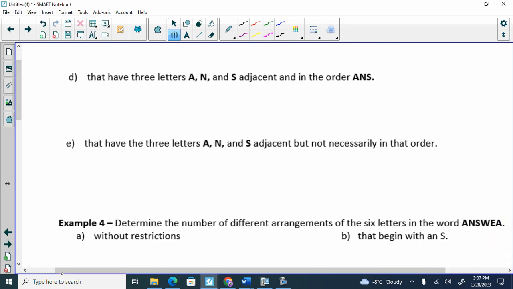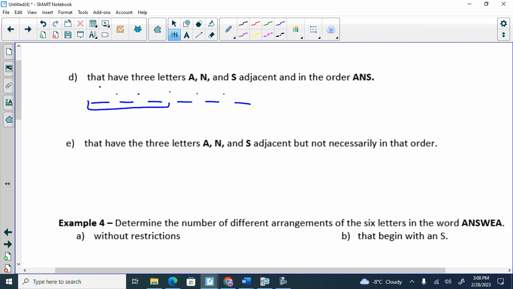Now, that has 3 letters, A and S adjacent. We were just doing these, right? We were literally just doing these. 1, 2, 3, 4, 5, 6. Adjacent means together. Does it say in a specific order? In the order A and S. This is directly from the homework you just did, correct?